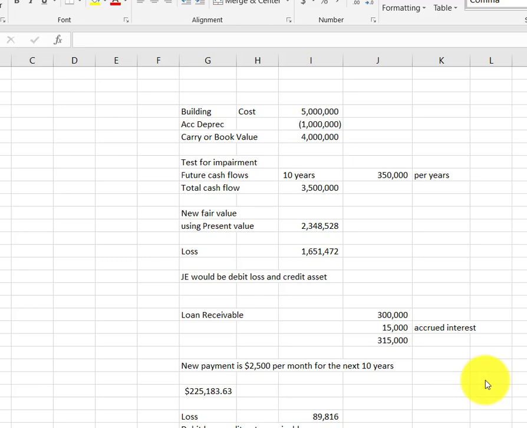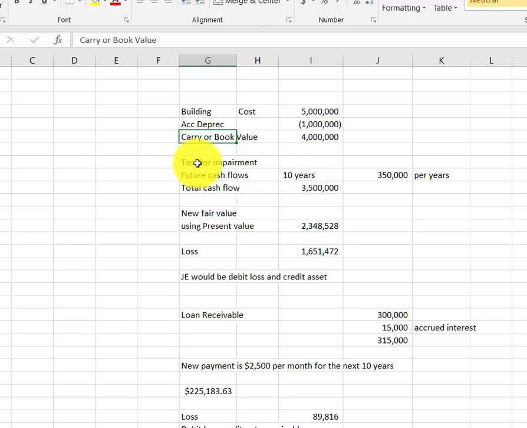So the example that we gave in the spreadsheet, we have a building, our cost is $5 million. We've had it for a few years, and our accumulated depreciation is $1 million, nice round numbers. So that makes our carrying or book value $4 million. Carrying book value refers to original cost minus accumulated depreciation.